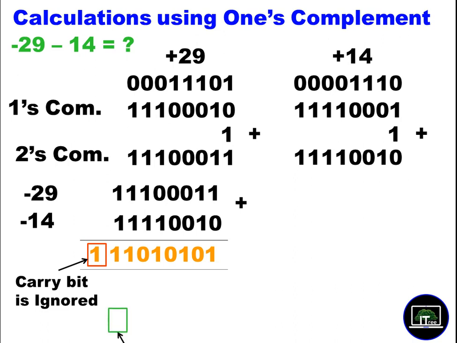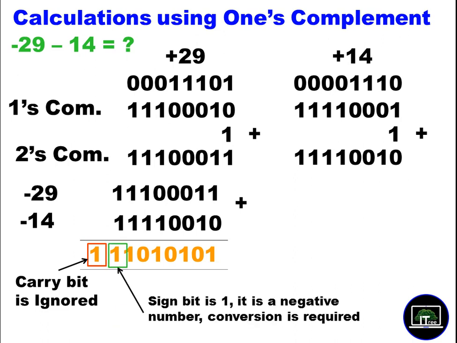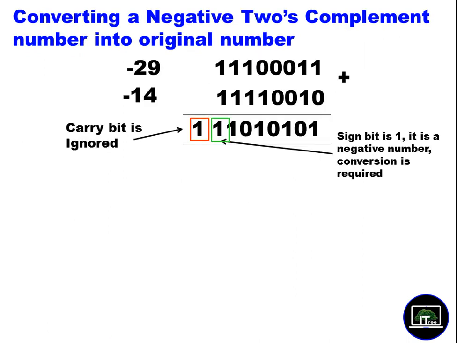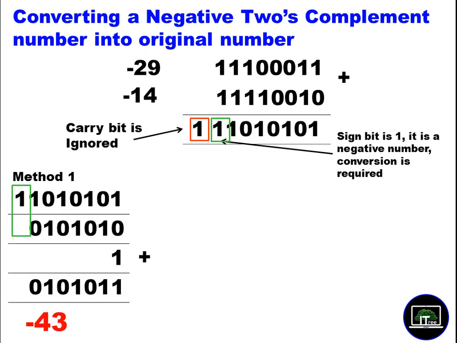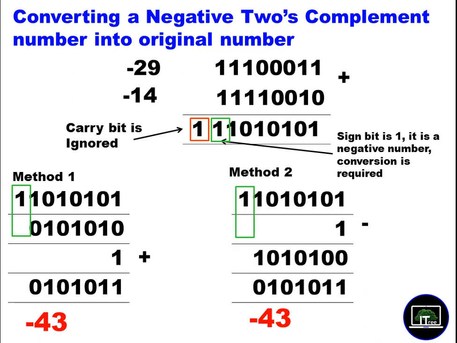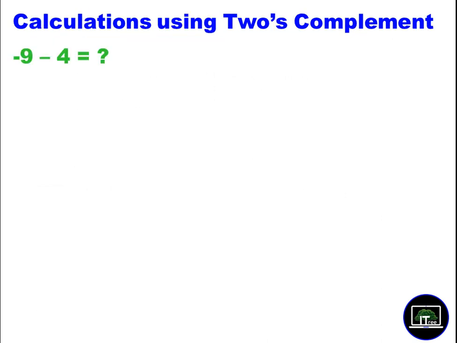Okay, since the first bit is 1, the sign bit is 1, it's a negative number, you have to convert it. You know how to convert it? There are two methods. We just implement those two methods. This is the first method: invert it, add 1. Second method: deduct 1, invert it. We'll see this one now.